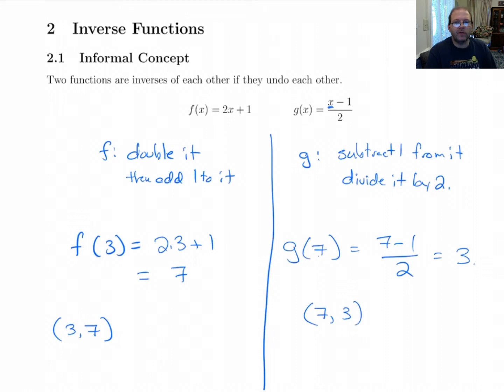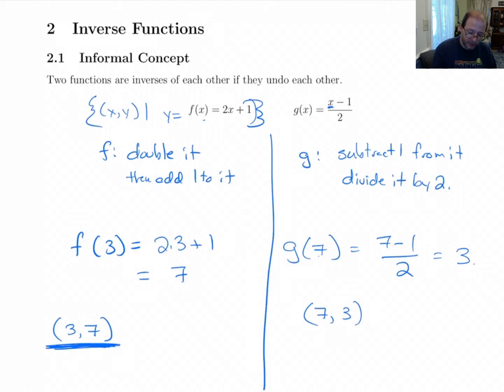So if you go back to the formal definition of a function as being a set of ordered pairs, what it really means is this function up here, f, is the set of ordered pairs (x, y) such that y is equal to 2x plus 1. And over here it's the same but with the other function. So you can think of a function as being a collection of ordered pairs, and the ordered pairs in a function are exactly the opposite of the ones in its inverse.